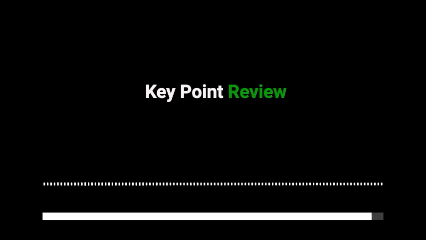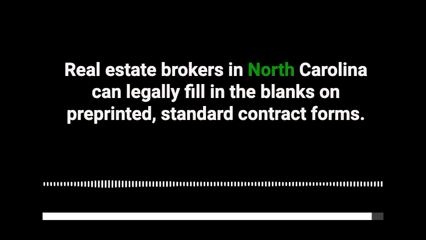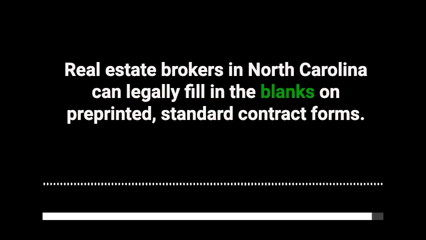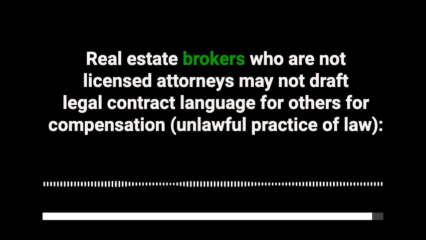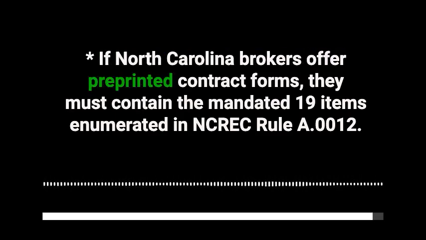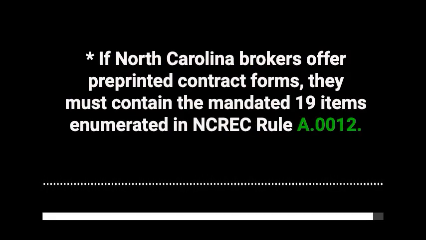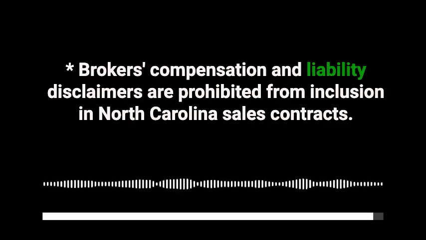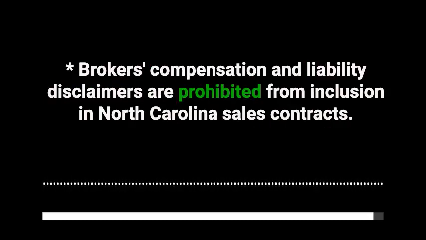Key point review. Real estate brokers in North Carolina can legally fill in the blanks on preprinted, standard contract forms. Real estate brokers who are not licensed attorneys may not draft legal contract language for others for compensation. If North Carolina brokers offer preprinted contract forms, they must contain the mandated 19 items enumerated in NCREC Rule 12. Brokers' compensation and liability disclaimers are prohibited from inclusion in North Carolina sales contracts.